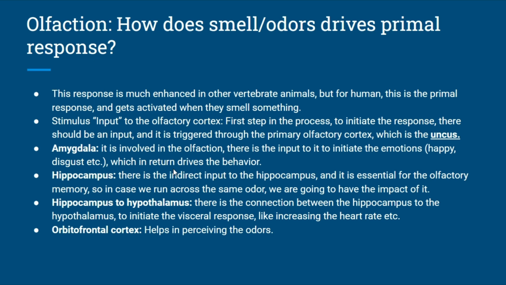So, what is the behavior then? So, you have the hippocampus there. There is an indirect input from the hippocampus, and it is essential for olfactory memory. So, in case we run across the same odor that we didn't like, or we like, we are going to have an impact of it that we're going to feel in our body. Then we have the hippocampus making a connection with the hypothalamus. So there is a connection from the hippocampus to the hypothalamus that will initiate the visceral response, like increasing the heart rate, those happy emotions that come out, or emotions of disgust that come out of you. Then we're going to have the orbitofrontal cortex that will help in perceiving the odors.